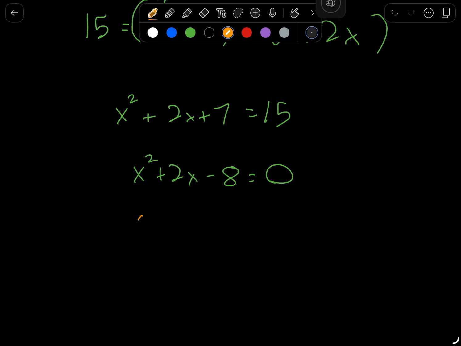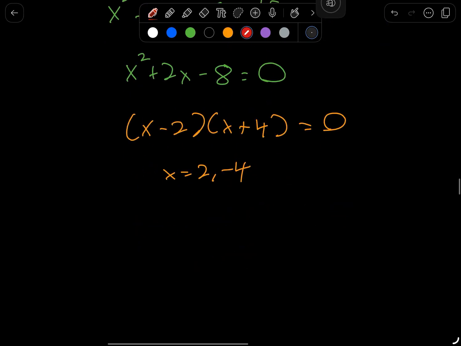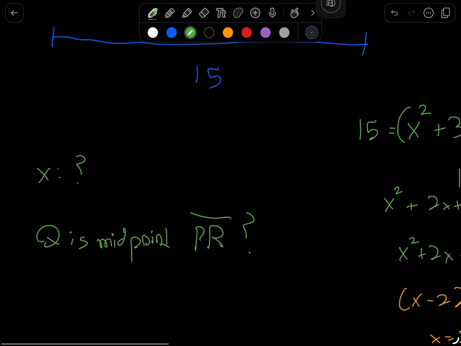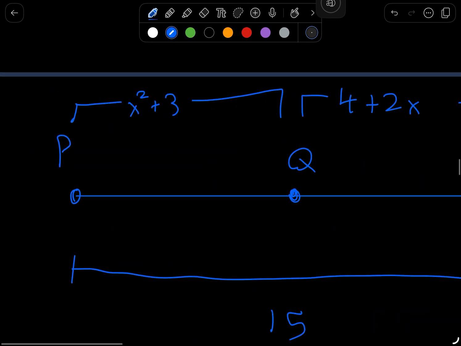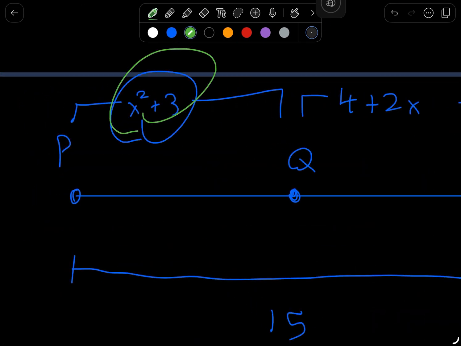Now, if you want to factor this, which two numbers add up to 2 and multiply to negative 8? Well, those are going to be negative 2 and positive 4. And then of course our solutions are going to be x equals 2 and negative 4, because you set those equal to 0. So our solutions for x here are 2 and negative 4. Now if you plug in negative 4, for example, into this side, you get negative 4 squared plus 3, and that gives us 16 plus 3, which is 19.